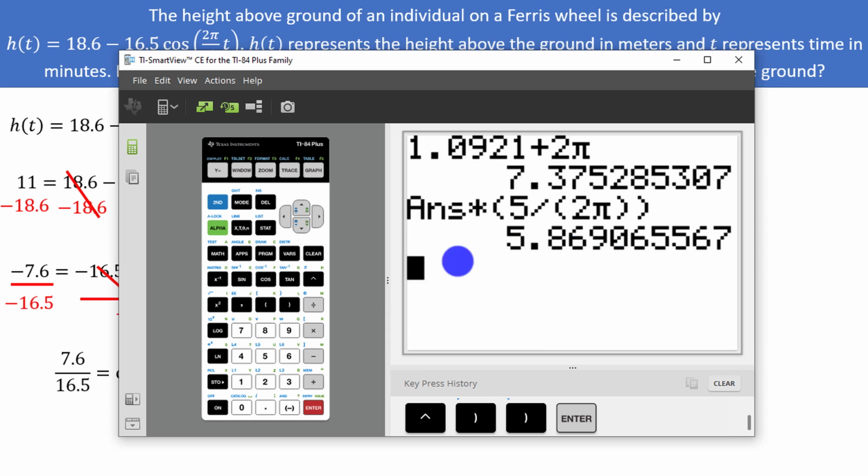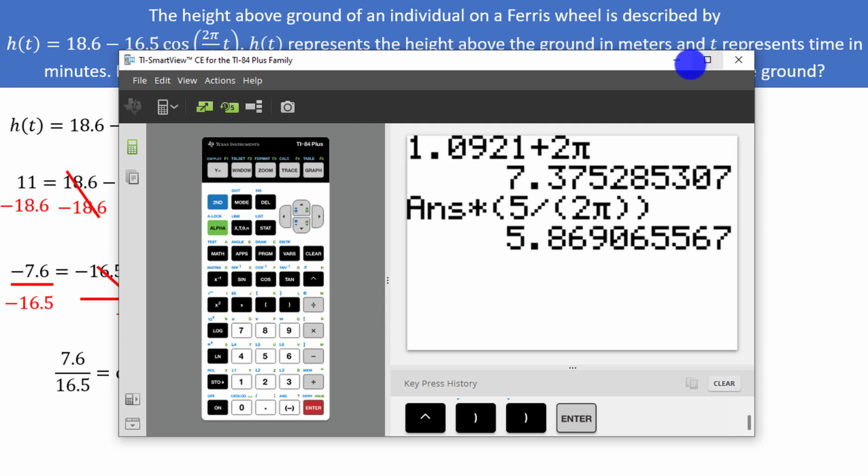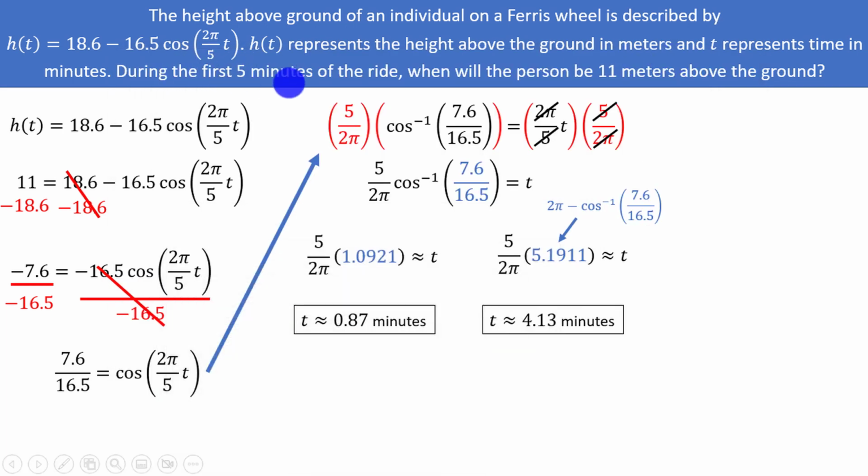Remember, this is a value in terms of minutes, so this says the next time we will be at 11 meters above the ground would be after 5.87 minutes. 5.87 minutes is after the first 5 minutes of the ride, so that is not a valid solution. Our only two solutions are after 0.87 minutes and after 4.13 minutes.